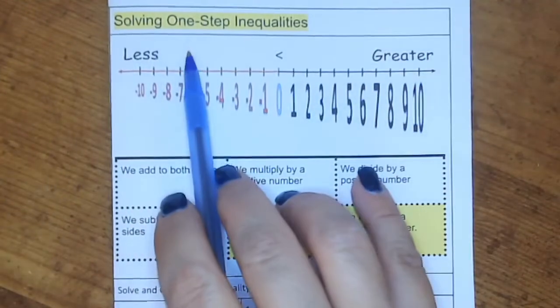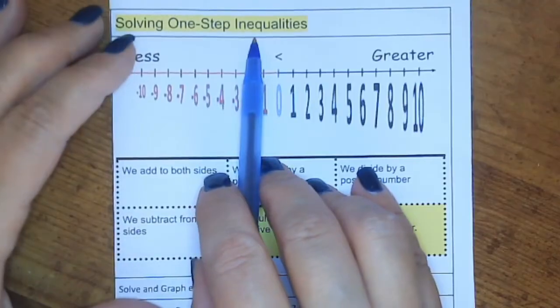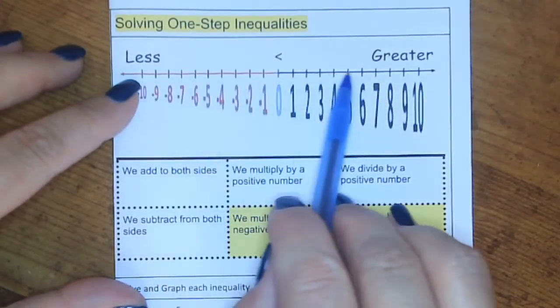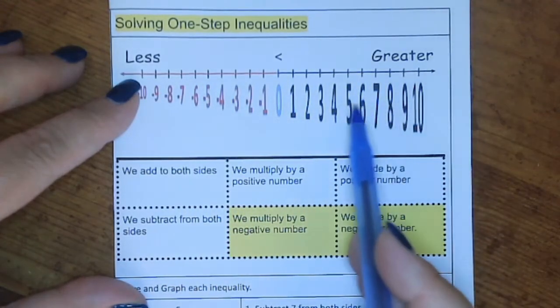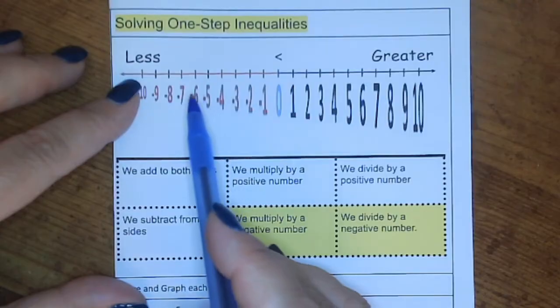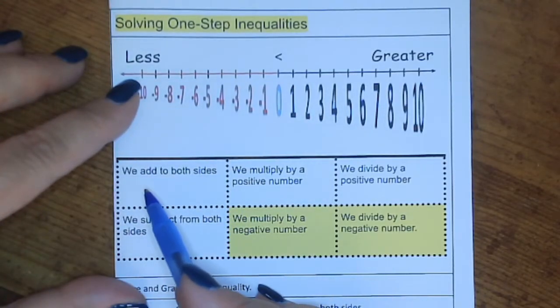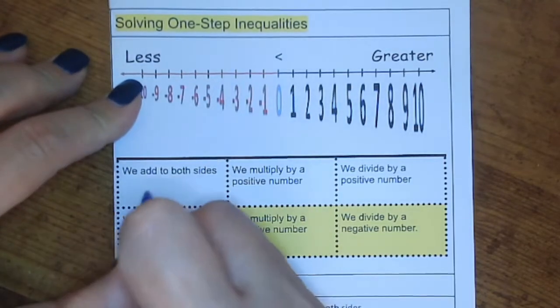In this video, we'll be solving one-step inequalities. In an inequality, when we graph the solutions, pay attention to the number line. Numbers grow to the right and smaller to the left. When we add a number to both sides, we keep the symbol.